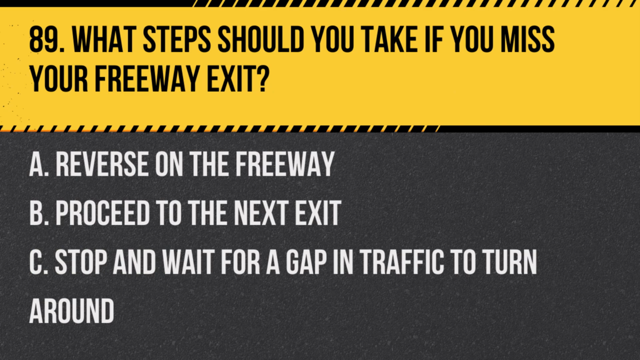Question 89. What steps should you take if you miss your freeway exit? A. Reverse on the freeway. B. Proceed to the next exit. C. Stop and wait for a gap in traffic to turn around. Answer. B. Proceed to the next exit. If you miss your freeway exit, continue to the next exit. Never reverse or stop on the freeway.